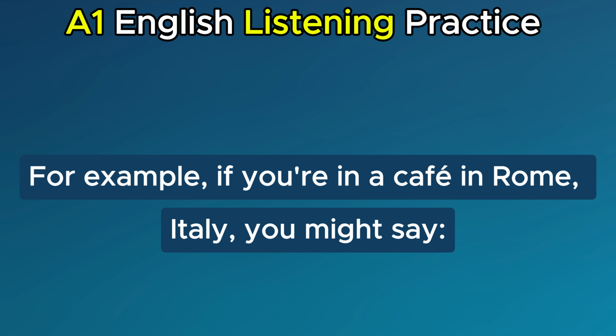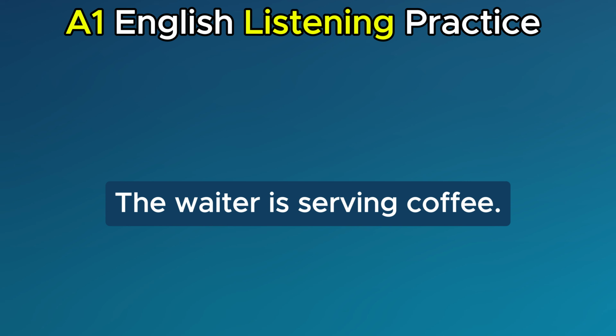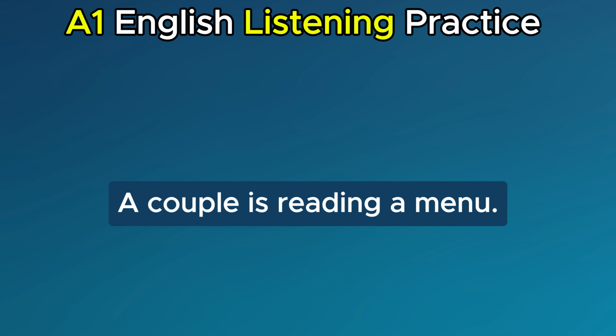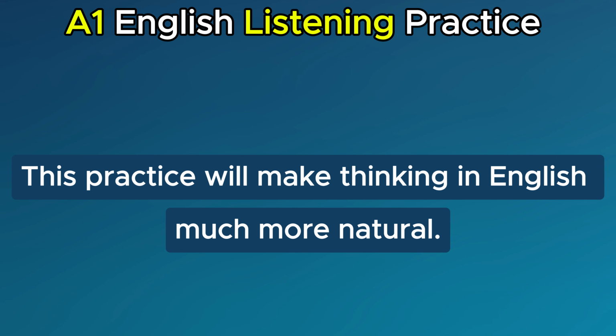For example, if you're in a cafe in Rome, Italy, you might say, "The waiter is serving coffee. Two friends are chatting at the next table. A couple is reading a menu." This practice will make thinking in English much more natural.